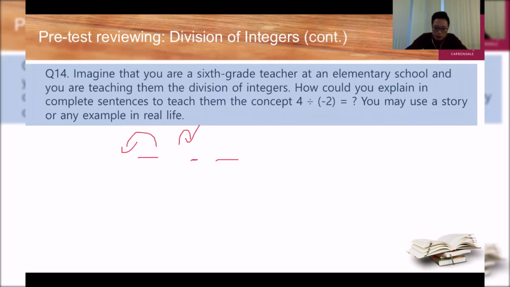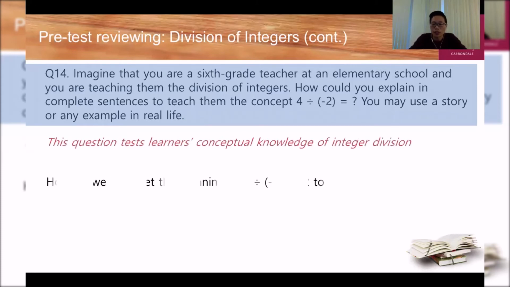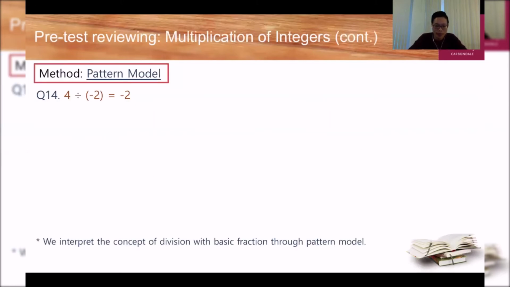Okay, then we move on to question 14. So question 14 is a conceptual knowledge question. And I will start from a pattern model and then charge field model. Again, number line model cannot apply in integer division. So in this part of the video, we will only introduce 2 models for meaningful instruction. All right, so let's start from a pattern model.